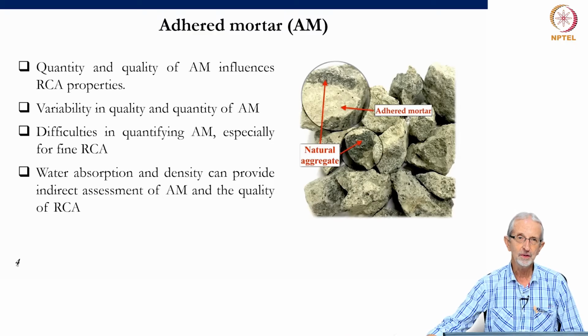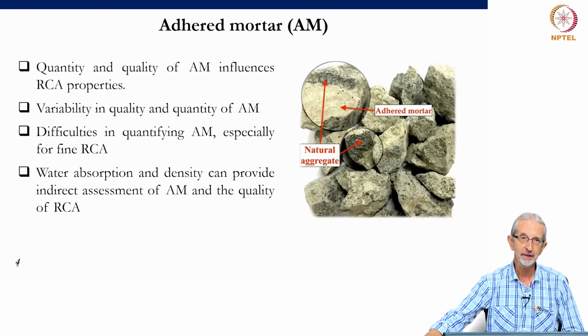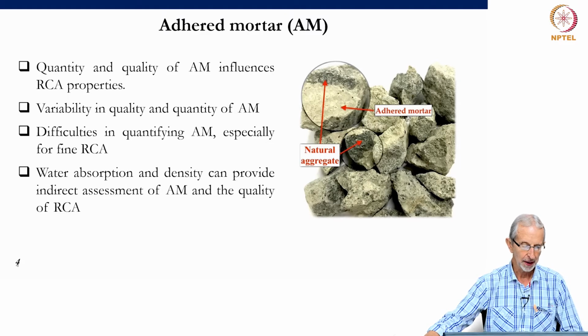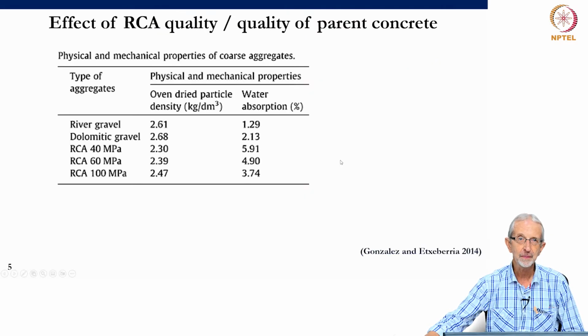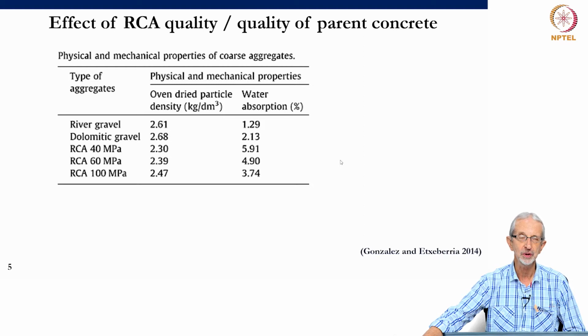It's not easy to quantify this material, either volumetrically or by mass, especially for fine RCA. And so as an indirect measure, we tend to use water absorption and dry density, particle dry density, which provide an indirect assessment of the adhered mortar and the quality of the RCA. And here is just an example in terms of dry density and water absorption, which are these indirect measures.